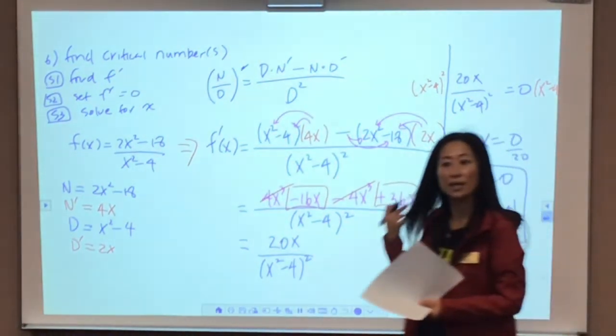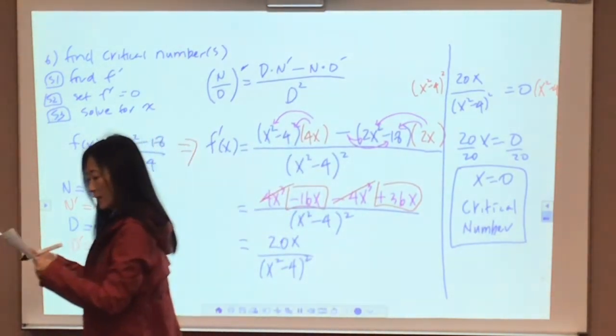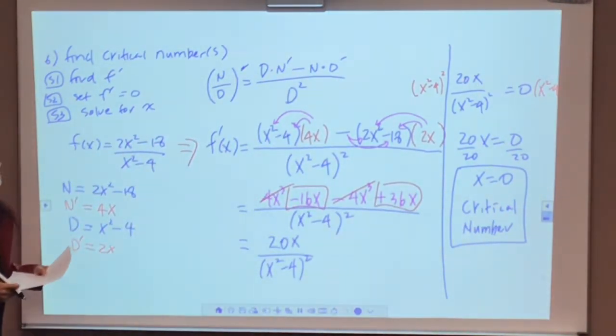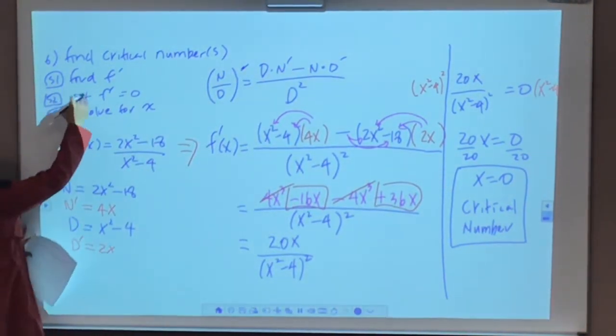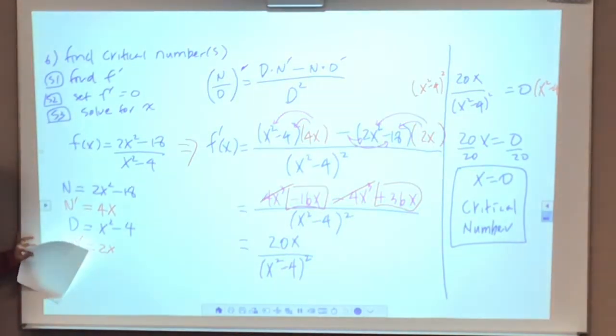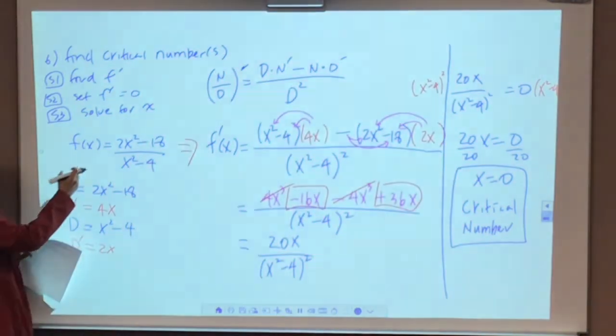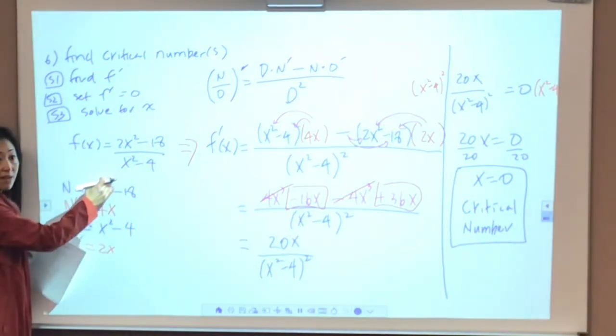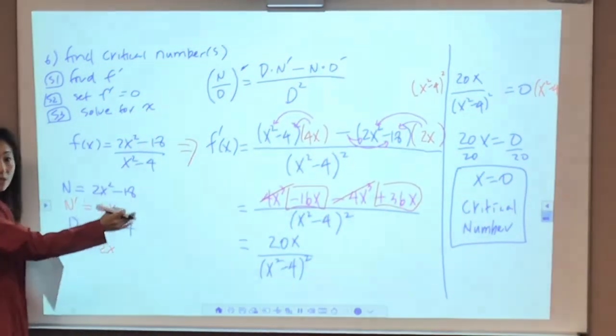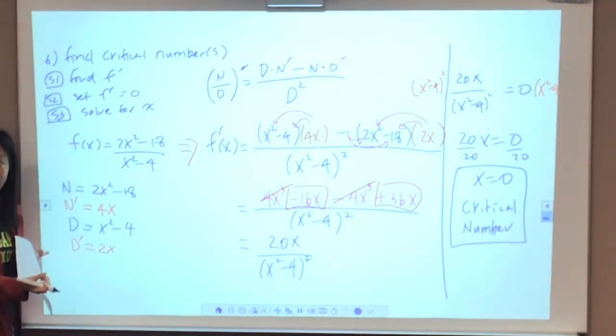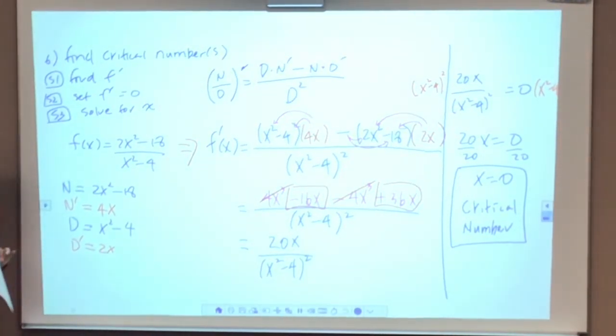So far so good, everybody? So I'm done with the number 6. So number 6 takes this step to do it, okay? Finding critical number takes time because you got to find the first derivative, you set them equal to 0, and then solve for x. Is everybody with me? So far so good? Okay.